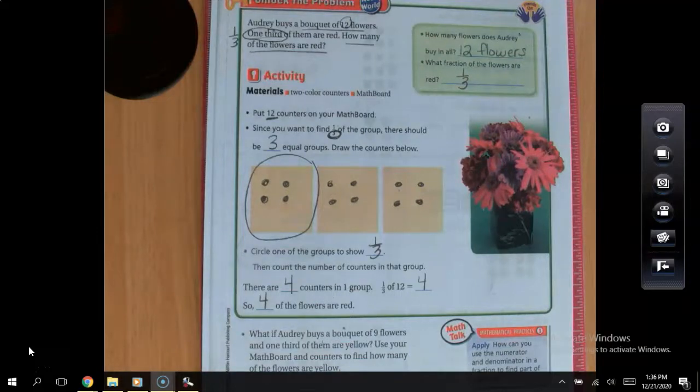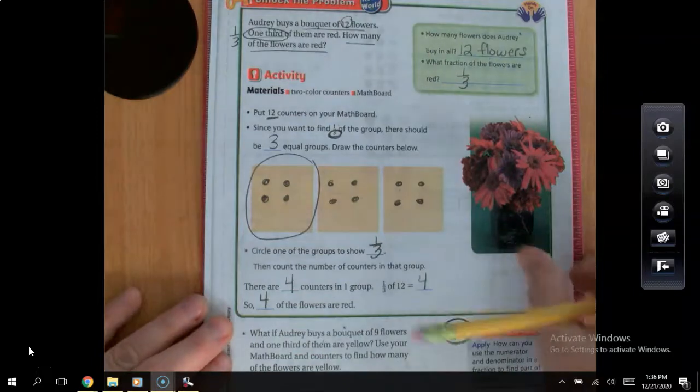Now, I will tell you, if you know your multiplication and division, this will become a little bit easier for you. So if you're not studying those multiplication and division facts, continue to study those, because knowing those will help you with your fractions.